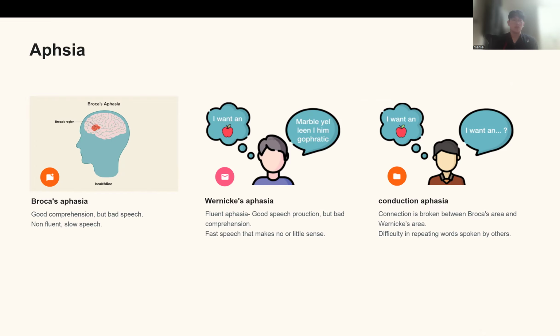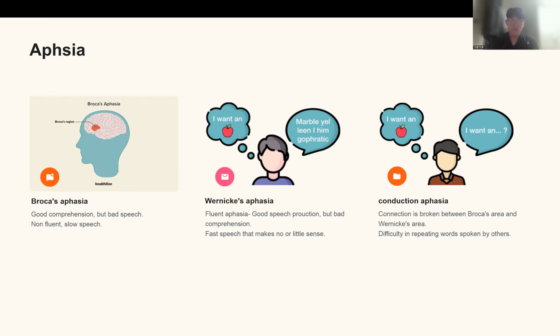For example, when you talk to a Broca's aphasia patient, he would most likely understand what you say, but he cannot talk. So, for example, when you say, "Do you like an apple?" he will say, "I like," and so on. The second one is Wernicke's aphasia, which is also known as fluent aphasia.